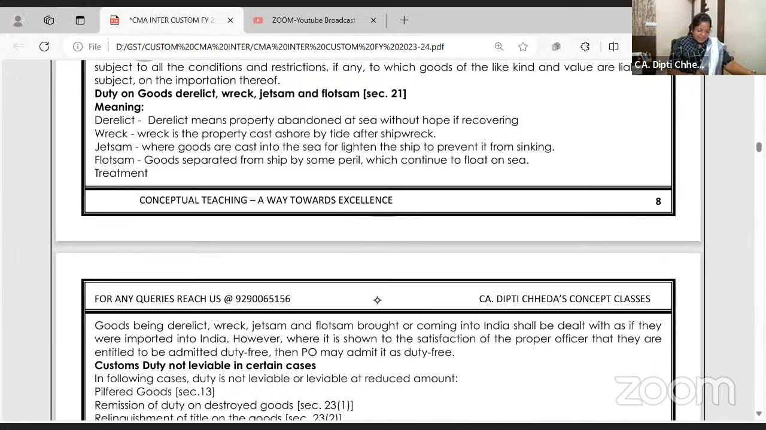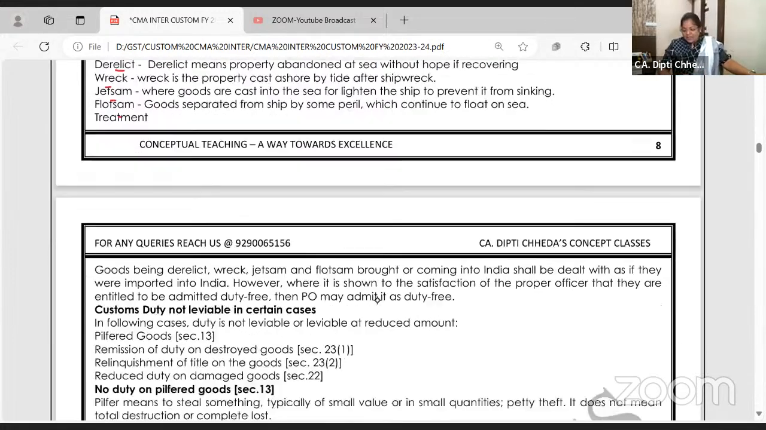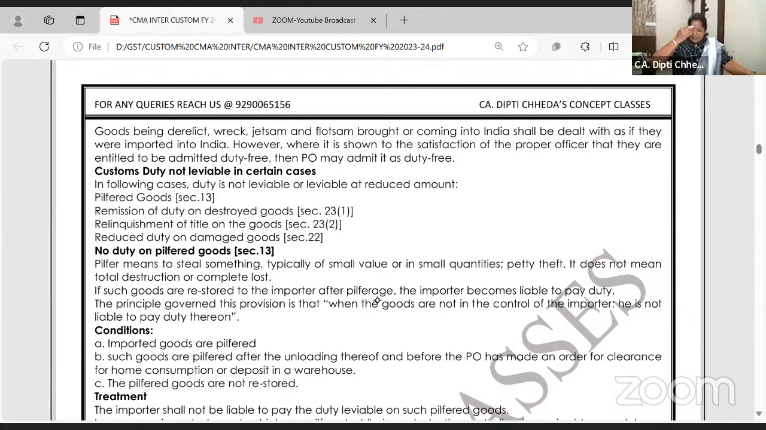Yeah, derelict, jetsam, wreck, float, all this. Whenever it comes to India by way of floating and all, it is treated as goods and you have to pay the duty before you take it for home clearance.